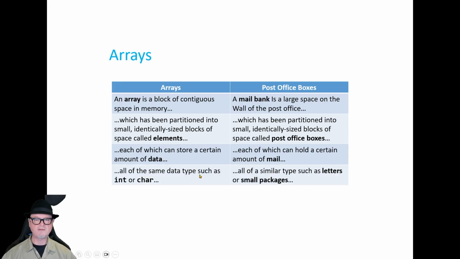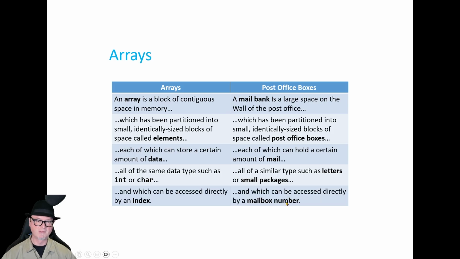And all of the same data types will go into each of the boxes in a particular array. So you could have an int array, you could have a character array, but all of the boxes, all of the addresses in that particular array have to be of the same type. And likewise with post office boxes, we're talking about mail, so letters or packages, and that's the only thing that goes in them.